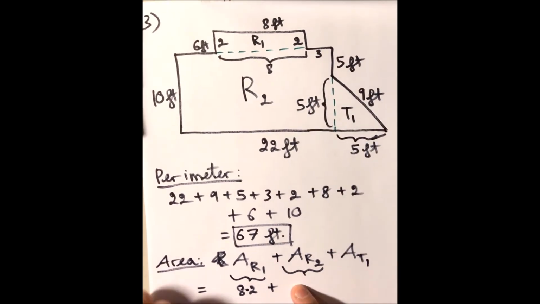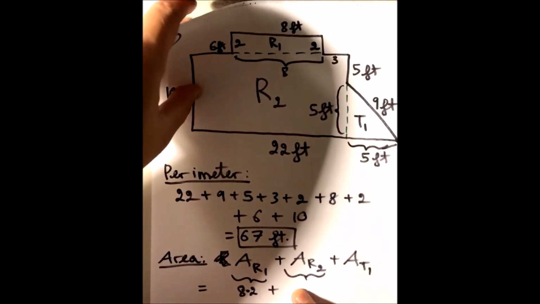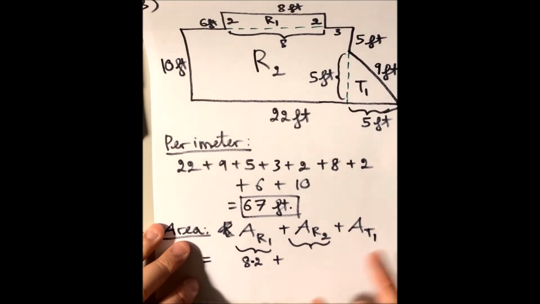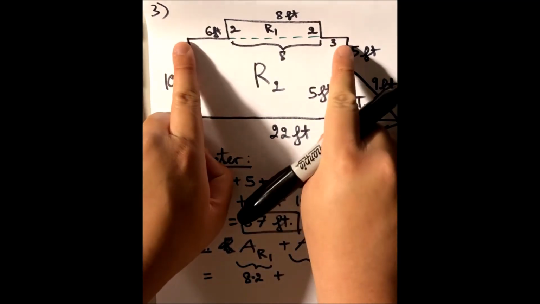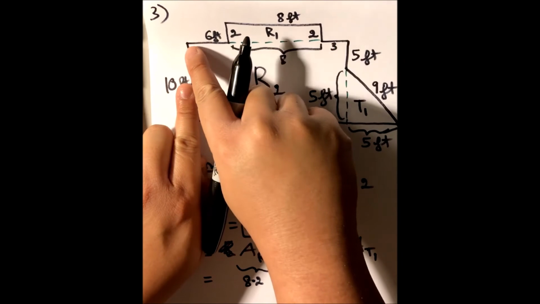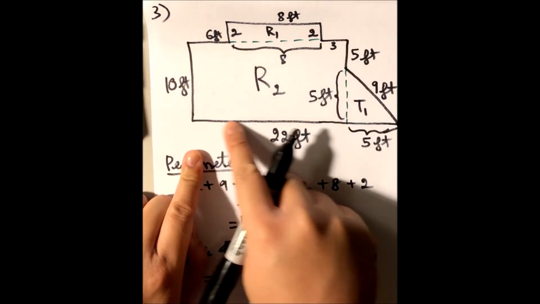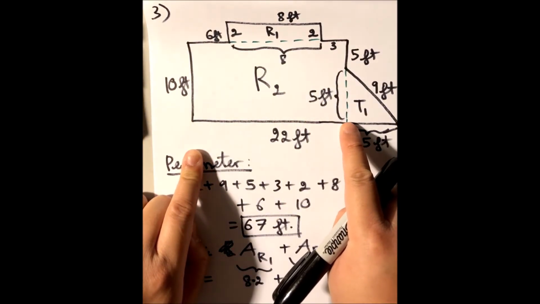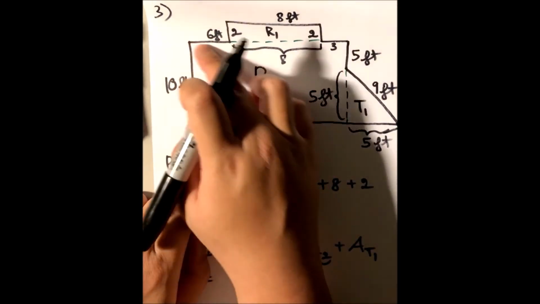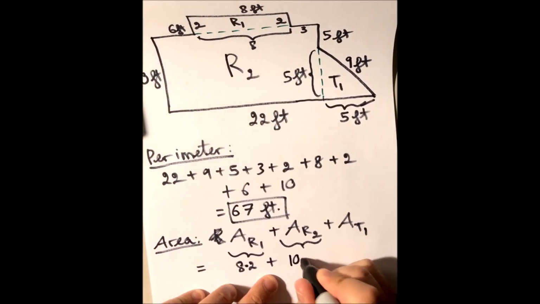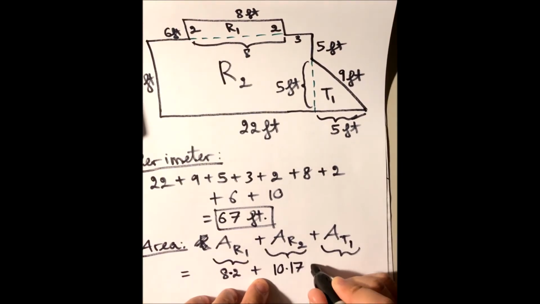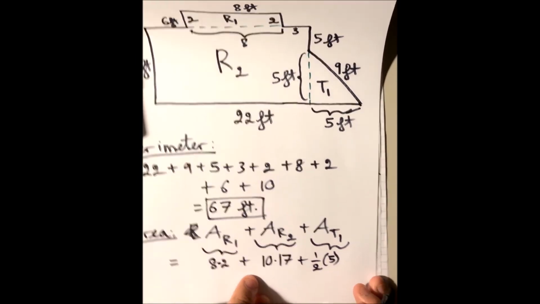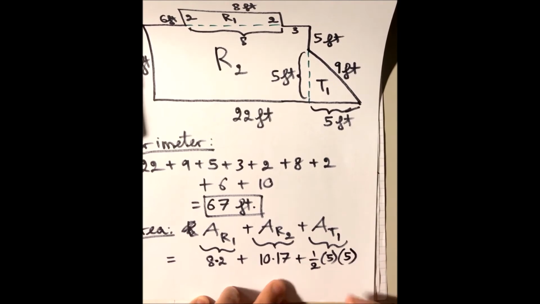So the area of the second rectangle is going to be what? It's going to be 10 multiplied not by 22, but by 17, because remember that if this side is 17, then this entire parallel side is also going to be 17. So 10 times 17. Now the area of a triangle is 1/2 multiplied by the base, which is 5, and multiplied by the height, which is also 5.